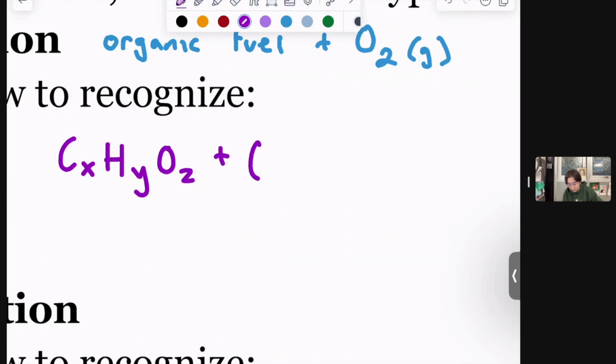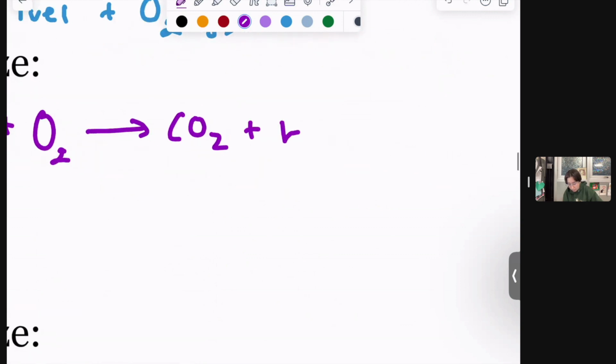And then it will be with oxygen, always as a reactant. And then it's always going to produce CO2 and water and energy.